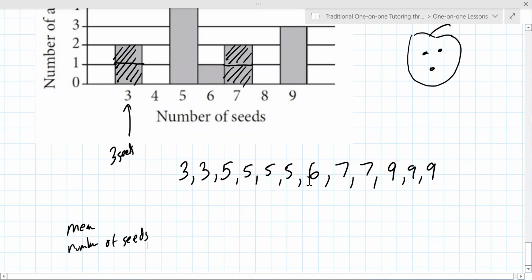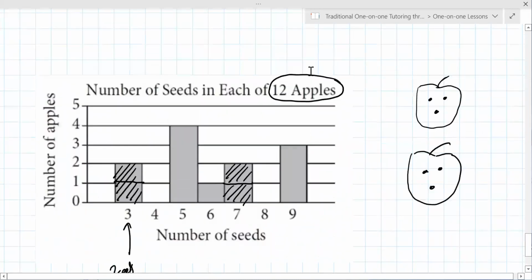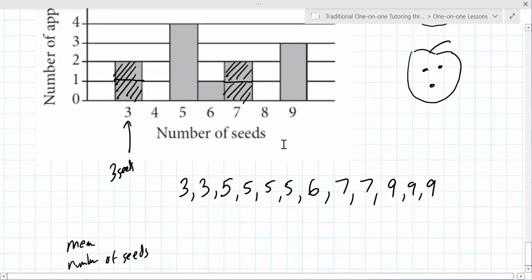So you're going to add up all of these numbers. And what are you going to divide by? You're going to add up all the numbers. You have to divide by 12. Yeah. So go ahead and do that for us, please.